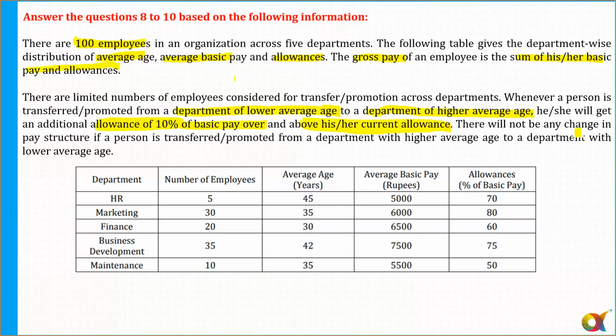And there will not be any change in the pay structure if a person is transferred or promoted from a department with higher average age to a department with lower average age. So if you are moving from higher to lower, there is no change in the pay structure at all. And these are the data. Let's move to the questions now.